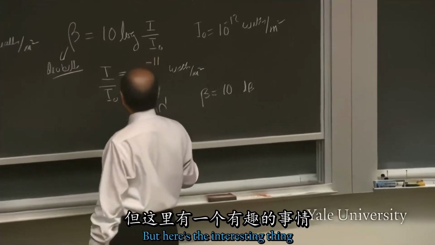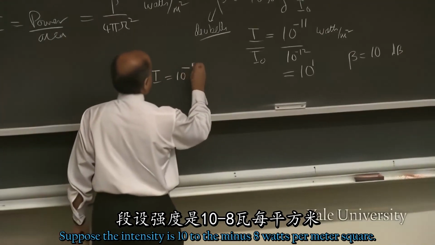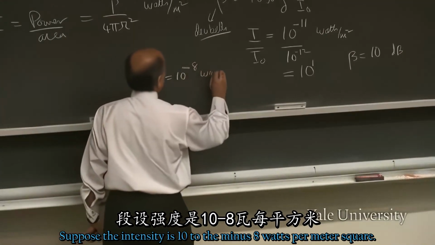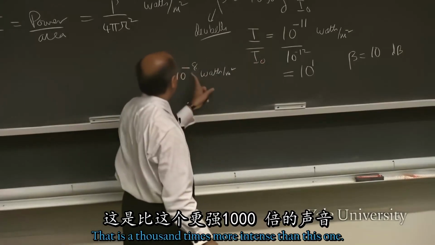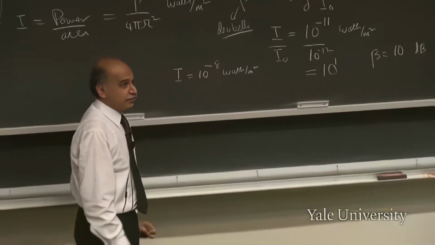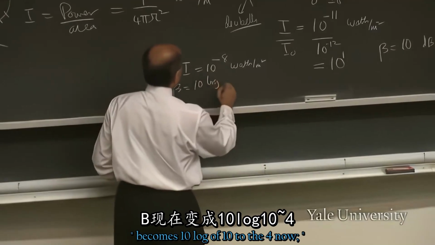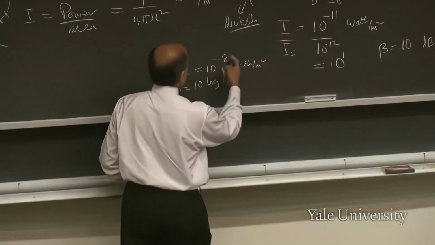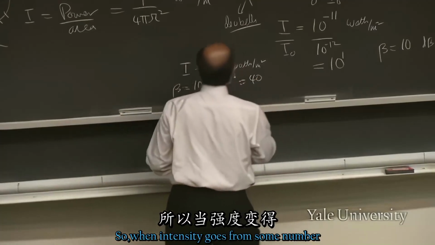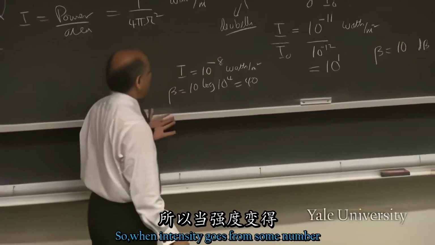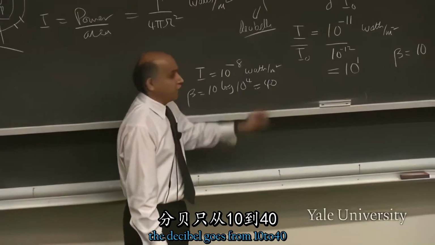But here's the interesting thing. Suppose the intensity is 10 to the minus 8 watts per meter square. That is 1,000 times more intense than this one. But let's look at beta. Beta becomes 10 log of 10 to the 4 now, because 10 to the minus 8 divided by 10 to the minus 12 is 10 to the 4. So when the intensity goes from some number to something 1,000 times bigger, the decibel goes from 10 to 40.